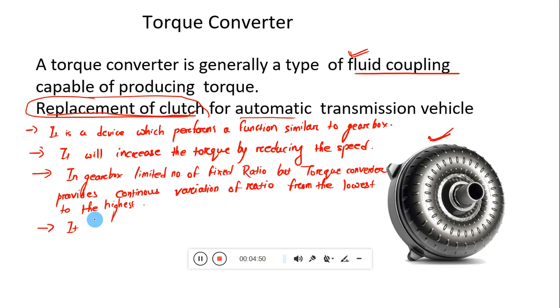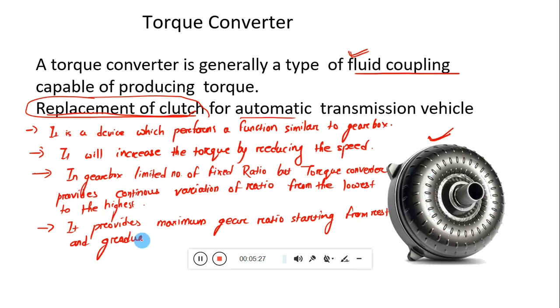It provides maximum gear ratio starting from rest and gradually decreases the ratio as the vehicle gains speed.